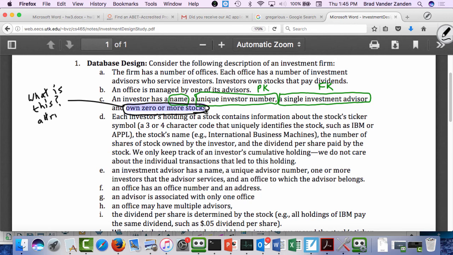Attribute, relationship. Sometimes you have to defer it and hope to come back to it. We're going to come back to it in this case. Okay, so we'll leave a question mark there. We're coming back to it. We're not exactly sure what's coming off here.